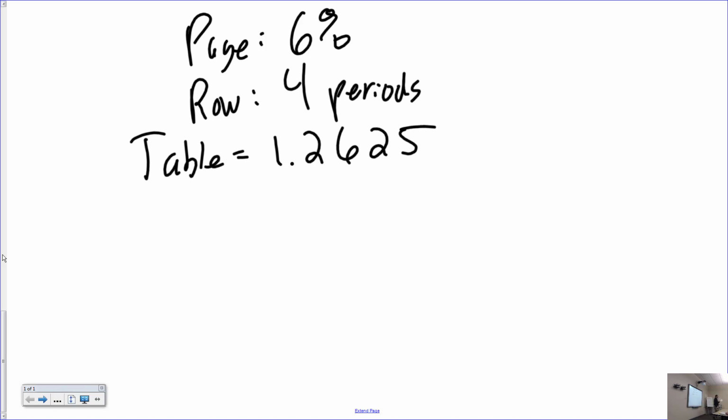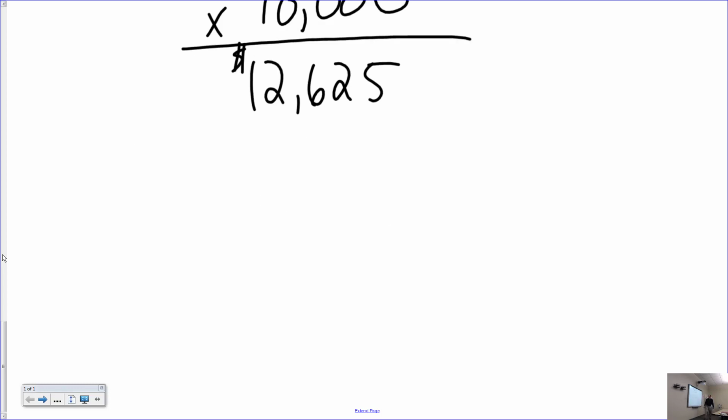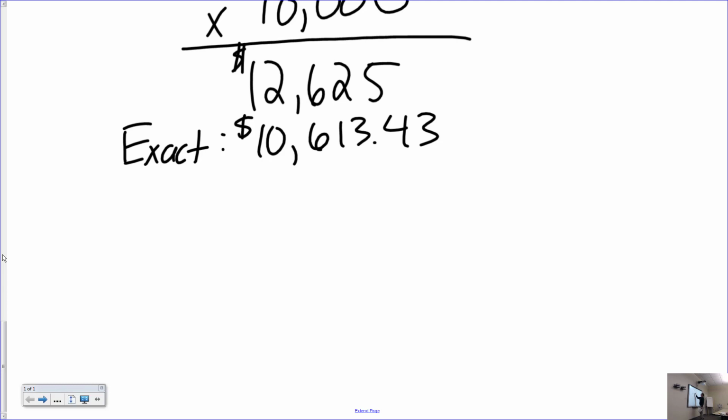So everybody knows how to read the tables, right? Looking up the number. Great. Multiply by 10,000, because that's how much we invested, right? What'd you get? 12,625. When we did this the exact way, folks, how much did we get? 10,613.43.